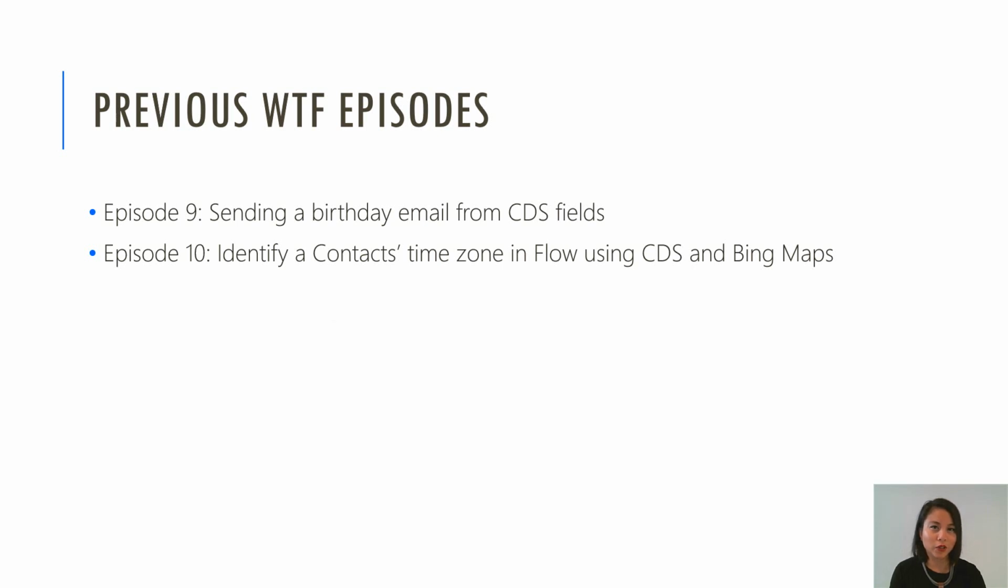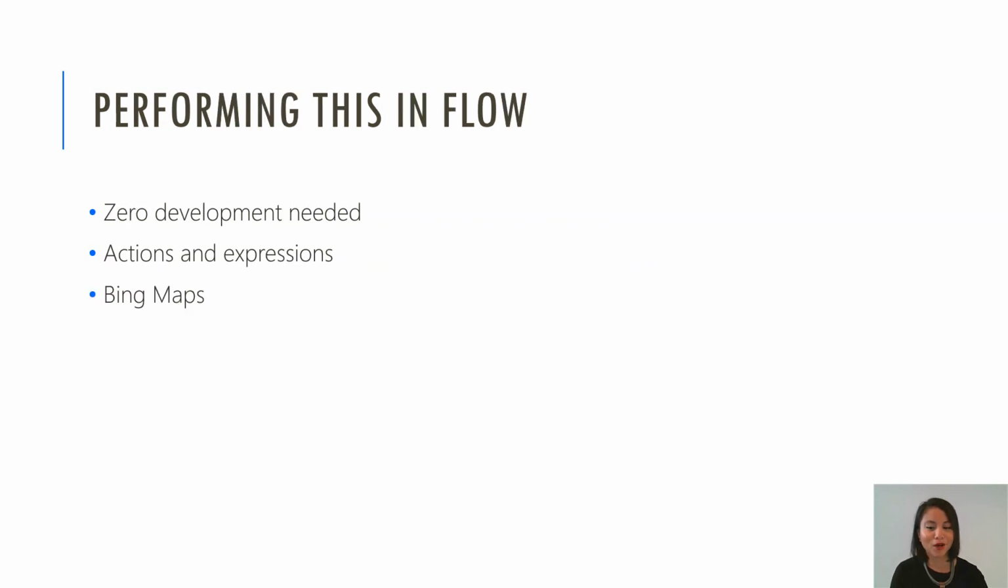And so this flow today is showing you how you can delay sending a birthday email based on their local time zone using a combination of 2 flows that I showed you before. Okay, so as usual, no development needed. We are simply using actions and expressions, and once again we are using the Bing Maps time zone API. So let me show you how this is done.